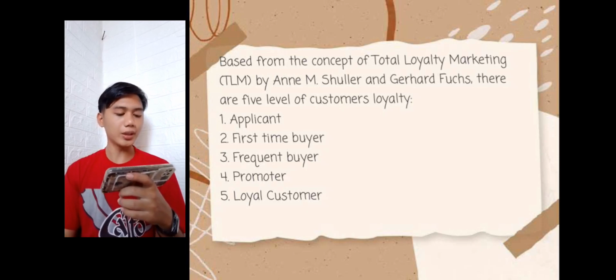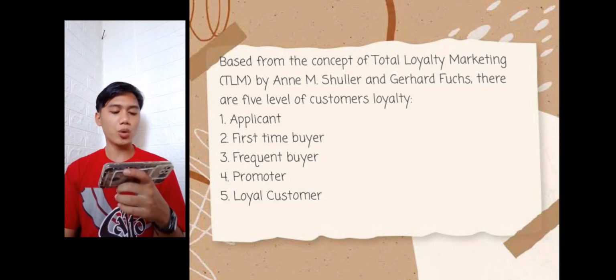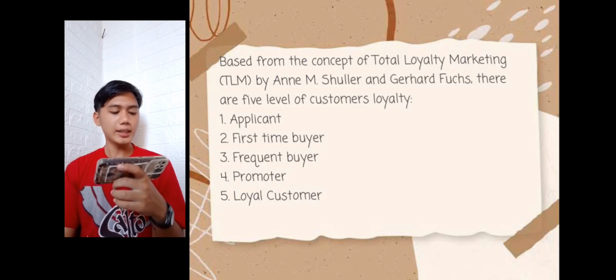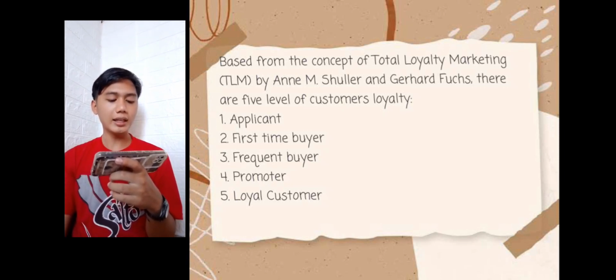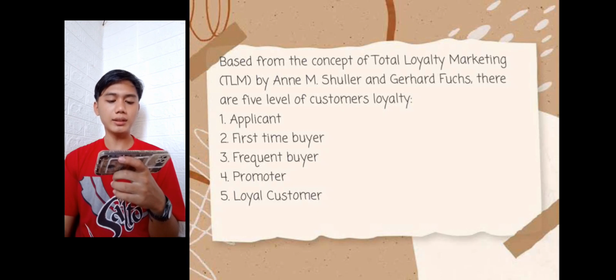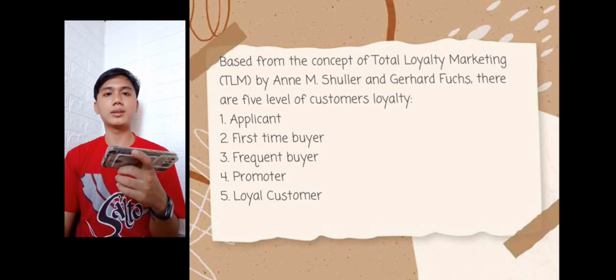The third is frequent buyer. He is a customer who may be satisfied with the products and buys them repeatedly. The fourth is promoter. He is satisfied and loyal and wants to share his good experience with the enterprise's products with others. The last one is loyal customer. He is a highly loyal customer who consistently maintains his relationship with the enterprise and he is a permanent user of the enterprise's products.